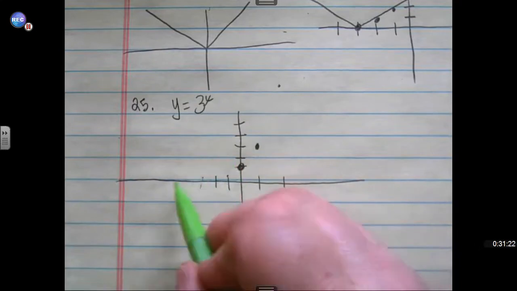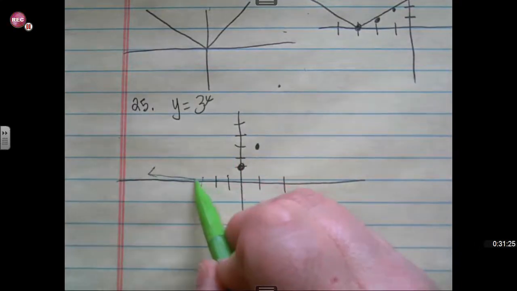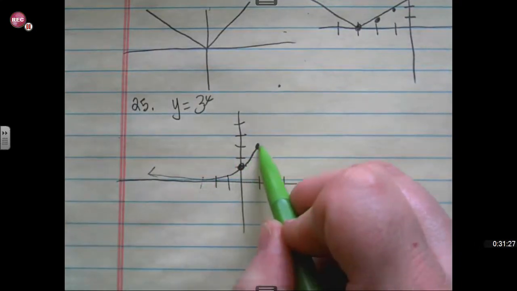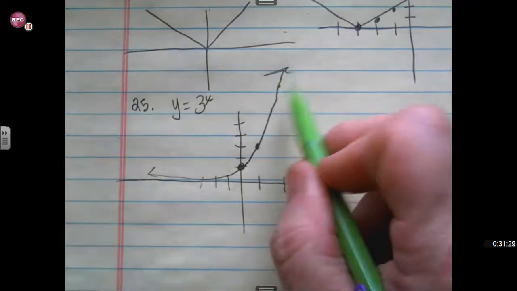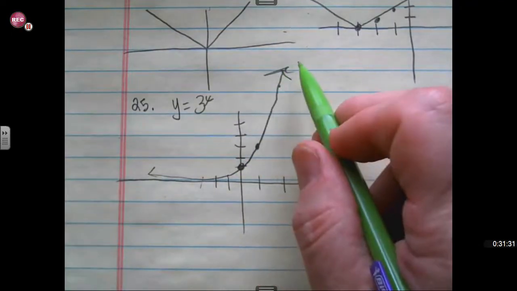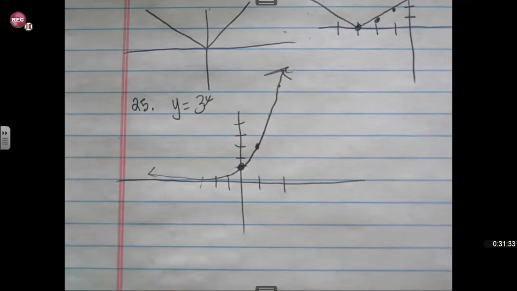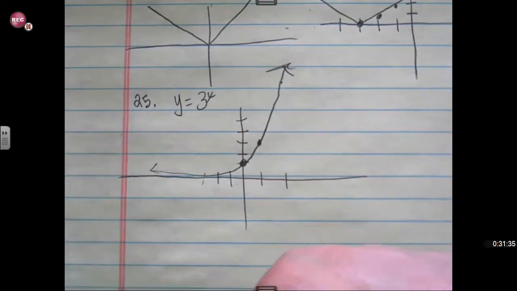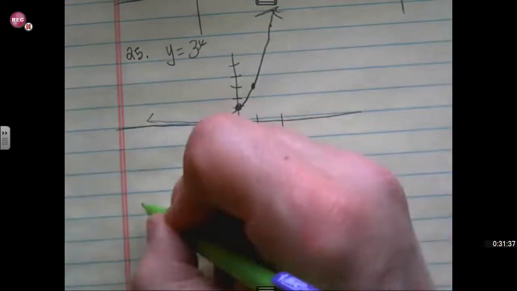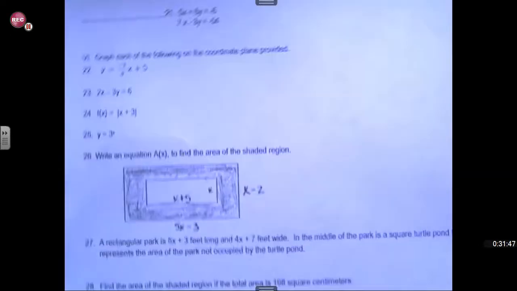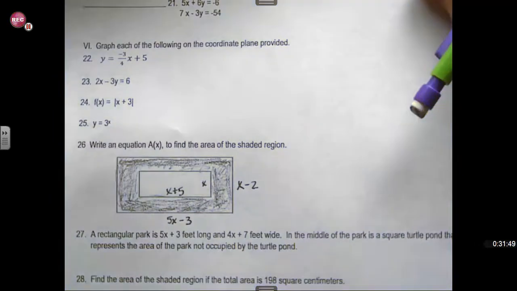So if you recall, this is getting closer and closer to the x-axis over here, but it's climbing exponentially going this way. Okay? So that's what any exponential function looks like. 26. Write an equation a of x to find the area of the shaded region. I'm just going to come over here to this paper now.